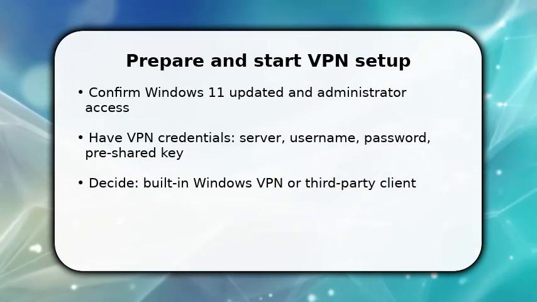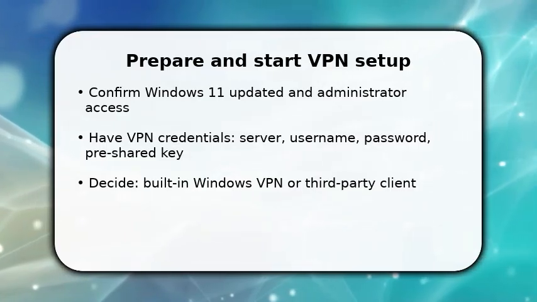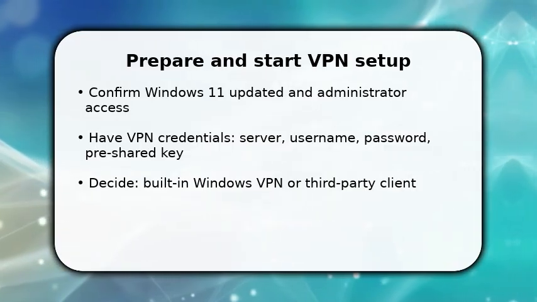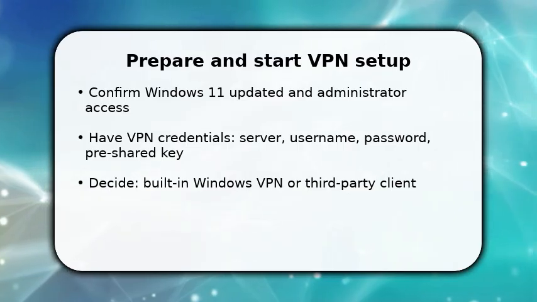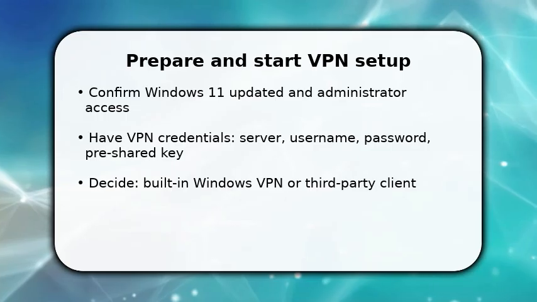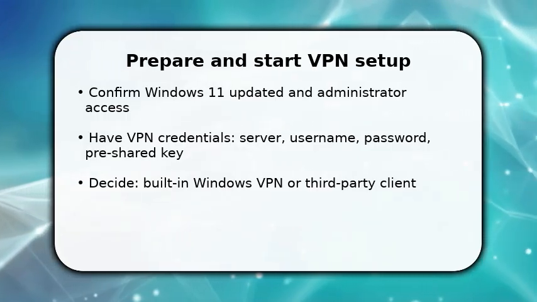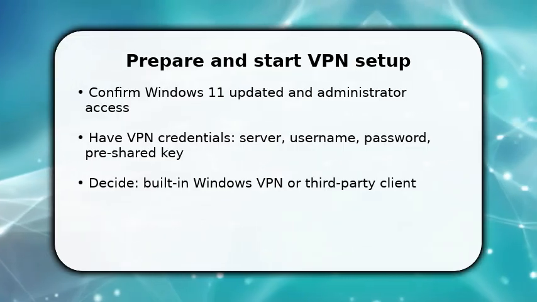You start by confirming Windows 11 is updated and you have admin rights. This avoids permission errors. Once done, choose whether to use the built-in VPN or an app from your provider, because built-in supports IKEv2/L2TP/PPTP basics, while apps may offer OpenVPN or WireGuard. Make sure you have the server address, username, password, and any pre-shared key ready.